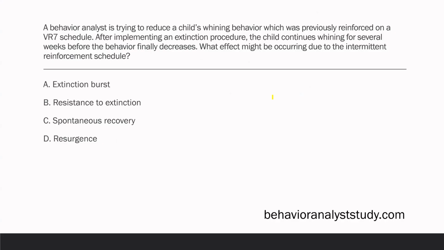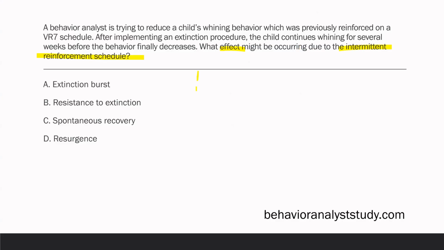A behavior analyst is trying to reduce a child's whining behavior, which was previously reinforced on a VR7 schedule. After implementing an extinction procedure, the child continues whining for several weeks before the behavior finally decreases. What effect might be occurring due to the intermittent reinforcement schedule? So we have an extinction question, and we're looking at the effect possibly caused by the intermittent reinforcement schedule.